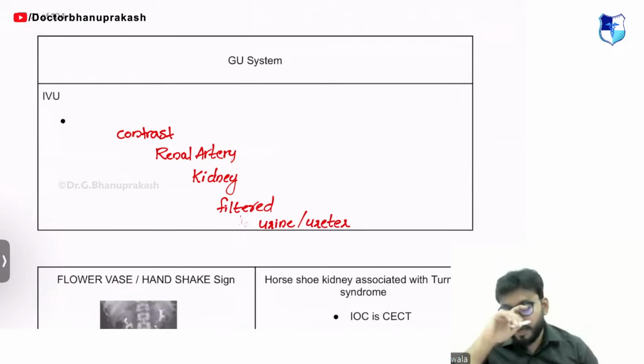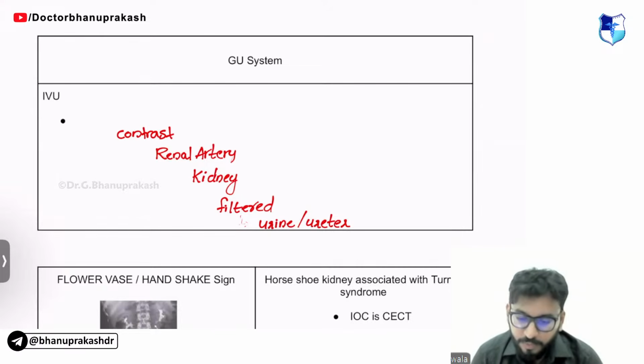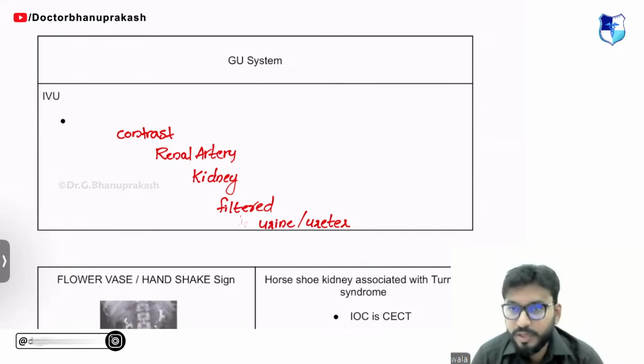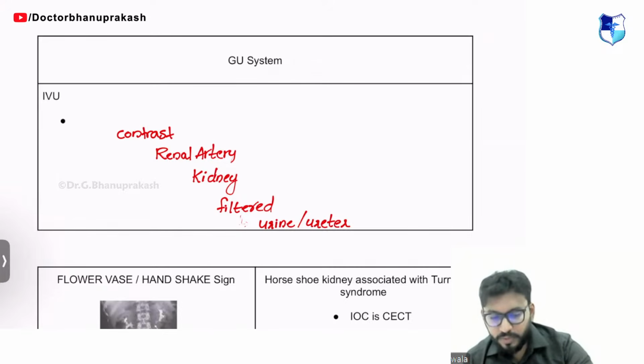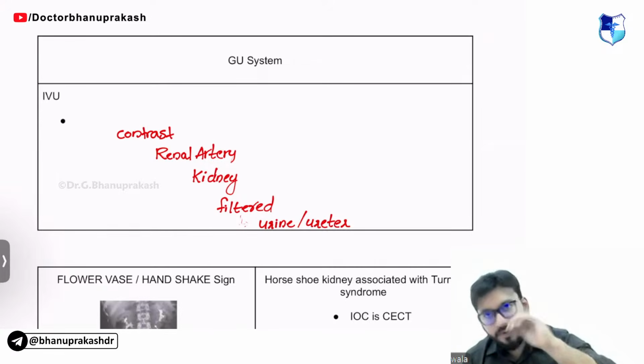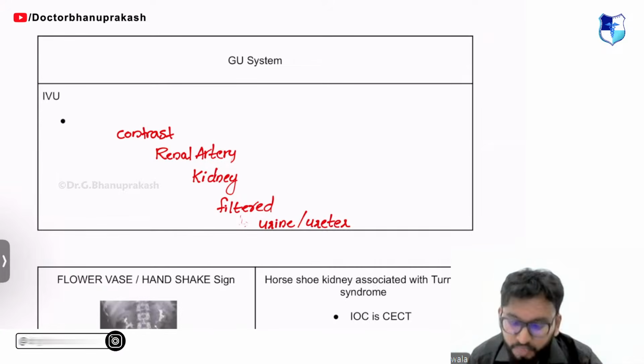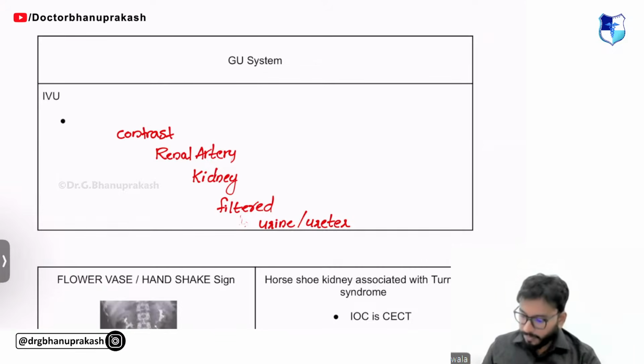Genitourinary system, guys. We are done with the GIT. Now we move on to the GUT. We are towards the end. We'll take another 30 to 45 minutes and we'll be done in less than 4 hours, guys. Let's go.